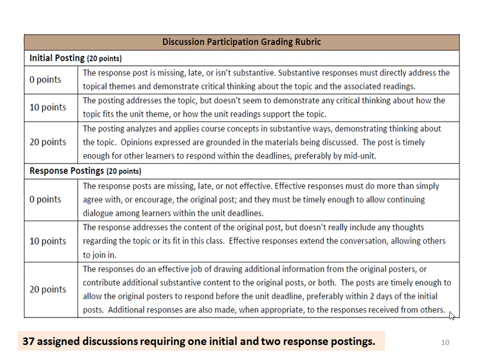The individual discussions, there are 37 of them throughout the 15 units, are all graded using the same 40-point rubric, which assigns basically 20 points to the initial posting and 10 points each to 2 other postings that they do. So for each of the 37 discussions in the class, students do a minimum of 3 postings per thread as they go through.